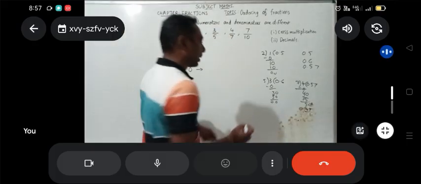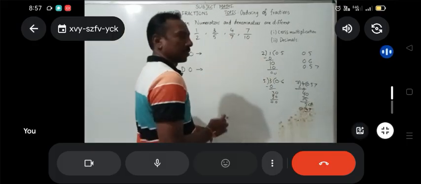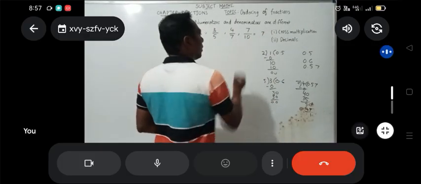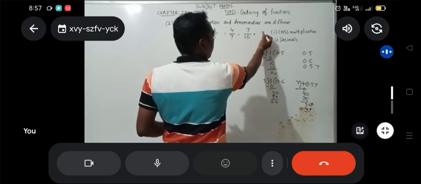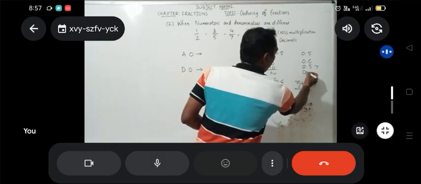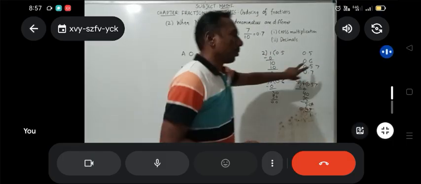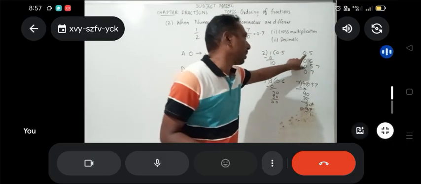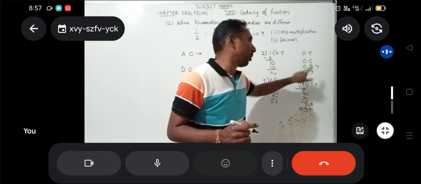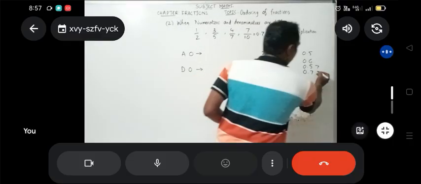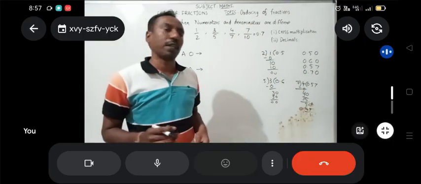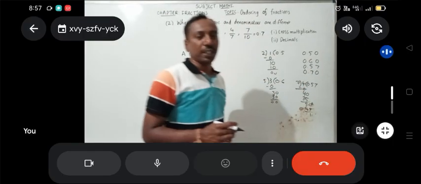Next, 7 by 10. See, this decimal conversion is very easy, that I have taught you. Write the numerator, count number of zeros. 1 0 is there. 1 place, put a decimal point, put 0. You will get 0.7. Now, they are not like decimals because here 1 place is there, here 2 places, here 1 place. To make it like, you can put zeros. Because after decimal point, if you put any number of zeros, the value will not change. Now you can compare them.